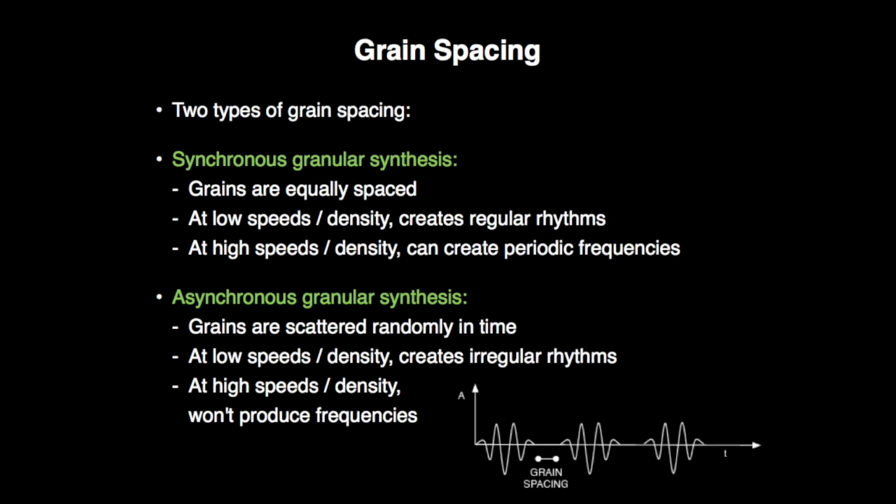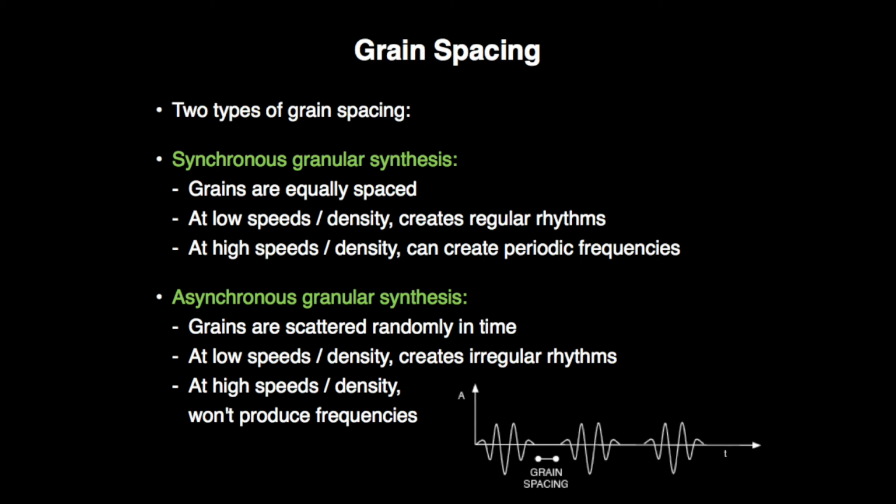Another thing to think about is grain spacing. Grain spacing is really important because it impacts the sound of the overall texture. There are 2 types of grain spacing. One is synchronous and the other is asynchronous. These are so different that sometimes they're even categorized as whole different types of granular synthesis. In synchronous granular synthesis, the grains are equally spaced. This is what you see on the bottom right of the slide there. If each grain is equally spaced, we get these regular patterns in how the grains appear. And at low speeds, at low grain density, this creates these regular rhythms.